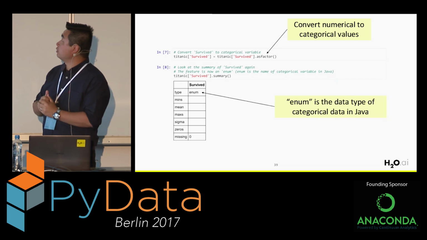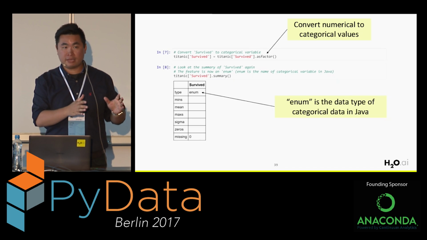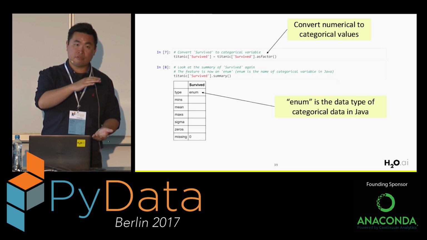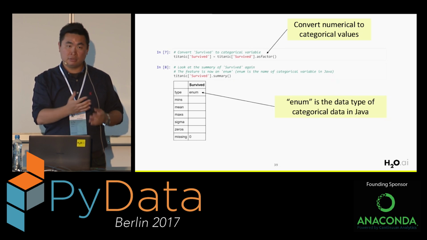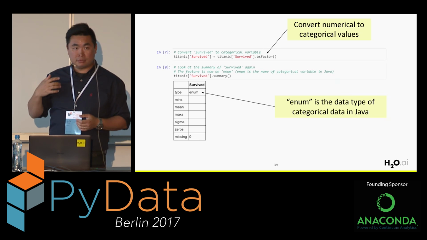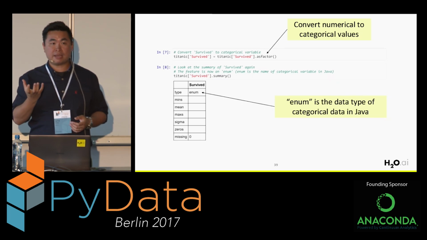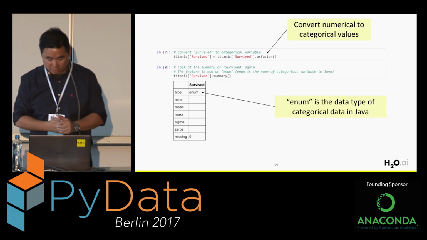Just saying that you can do a summary as well. For all the things in the H2O data frame, you can do a summary, and it gives you some information about the type of data, the missing values, max and min, etc. This time you can see that it becomes enum. Enum is the type of categorical value in Java, and that's why they use it in here. It's called enum.